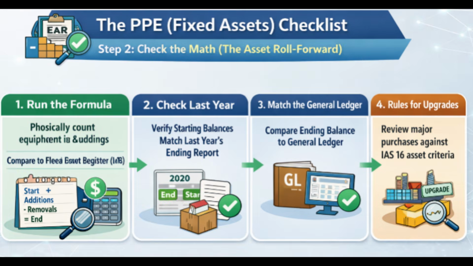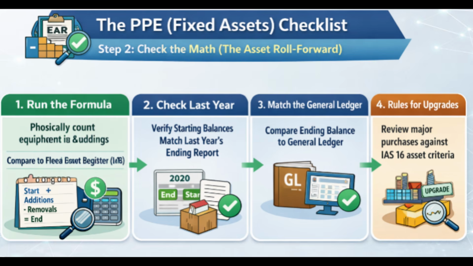Step 2. Check the math, the asset roll forward. 1. Run the formula. For every asset group, like vehicles or buildings, verify that the math works exactly like this. Starting balance plus new purchases, minus items removed, is equal to ending balance. 2. Check last year. Confirm that the starting numbers perfectly match the final numbers from last year's official financial report.